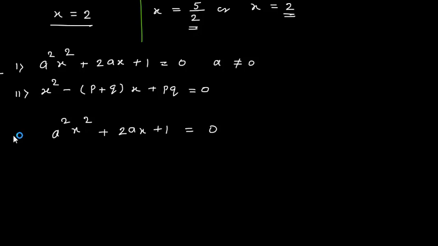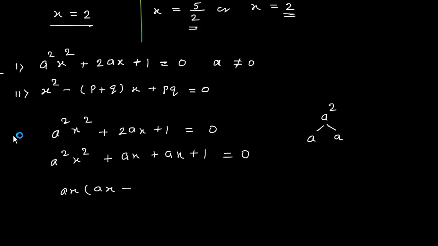Here this a square and 1, its product is a square. Now I have to take two factors whose sum is going to be 2a and product is a square. So easily you can figure out that if it is a and a, their addition is 2a and its product is a square. So you will split this 2a x as ax plus ax plus 1 equal to 0. Now from these two terms you can take ax common. So once you take ax common, here you have ax plus 1, and here also you can take 1 common, so it is ax plus 1, a is equal to 0.